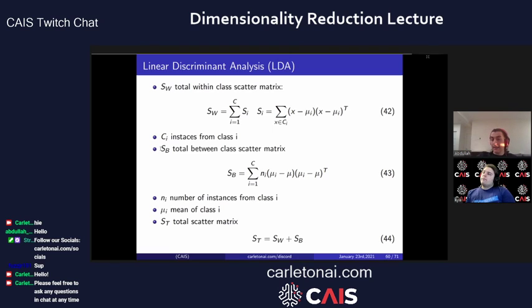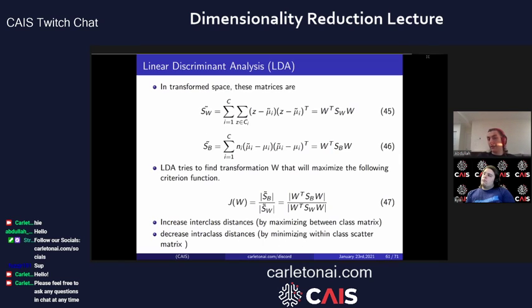As for between classes scatter, this is slightly different. In the case of between classes scatter, what we're going to measure is the distance between the mean of samples that belong to class I and the mean of the whole data. And then we multiply with Ni, which is the number of instances that belong to class I, which means now we have two means. We have the mean of the entire data and the mean of the class. And we want the mean of the class to be as far away as possible from the mean of the data. And the total scatter is going to be equal to the within class and the between class scatter, right?